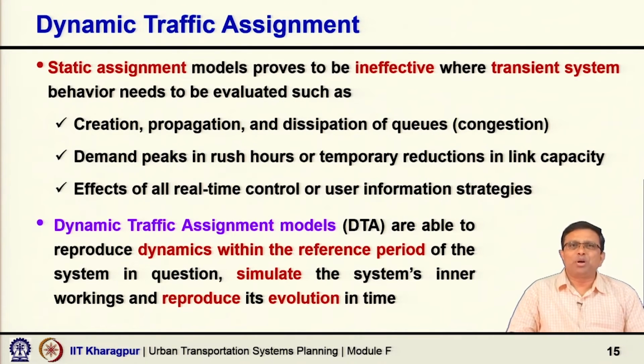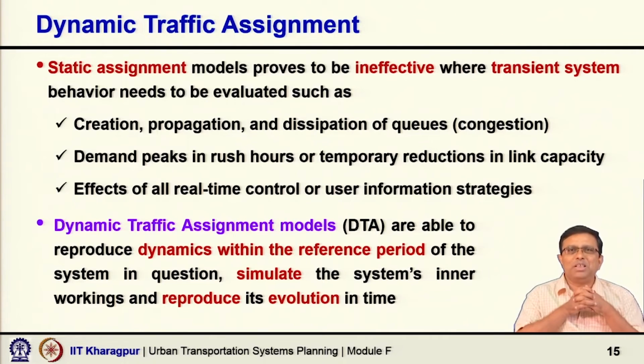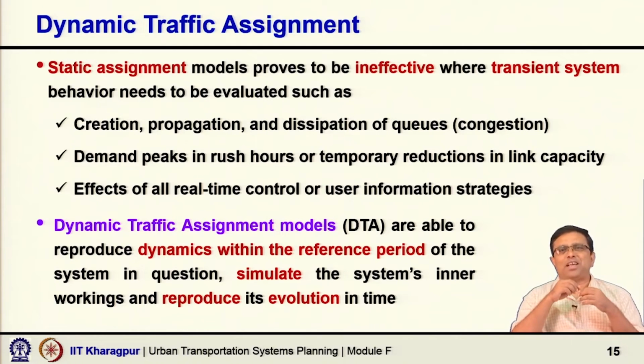Now, static assignment models prove to be ineffective when transient state or transient system behavior needs to be evaluated. For example, creation, propagation and dissipation of queues in the context of congestion building, then demand peaks in rush hours and temporary reduction in link capacity, or the effect of real time control or user information strategies. Transient stage means when time enters as a variable.